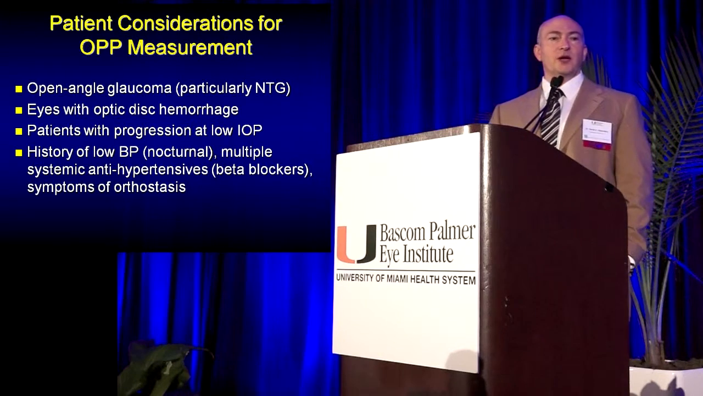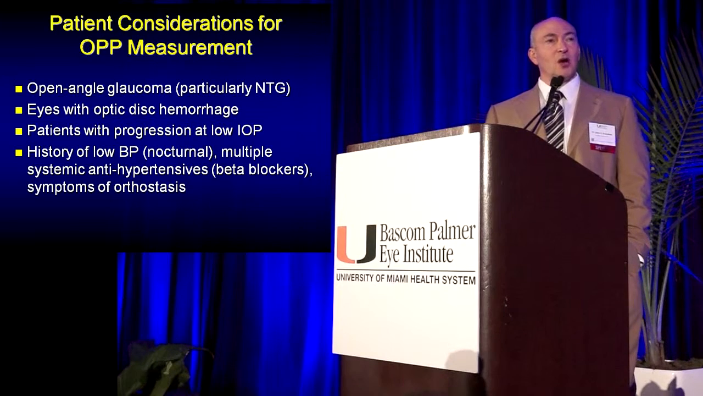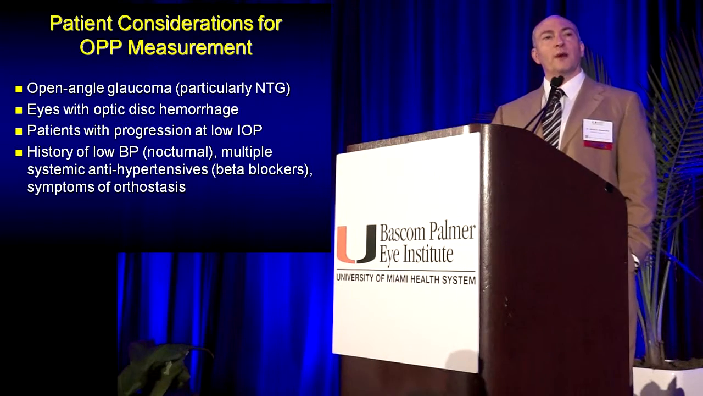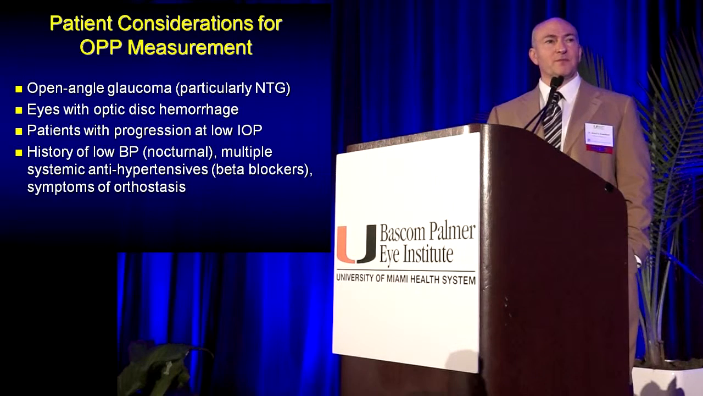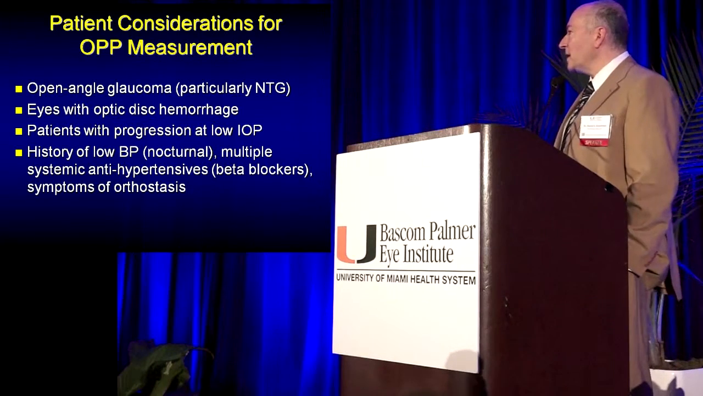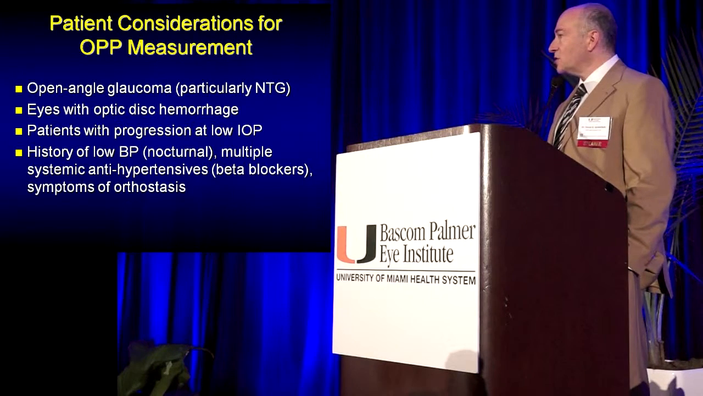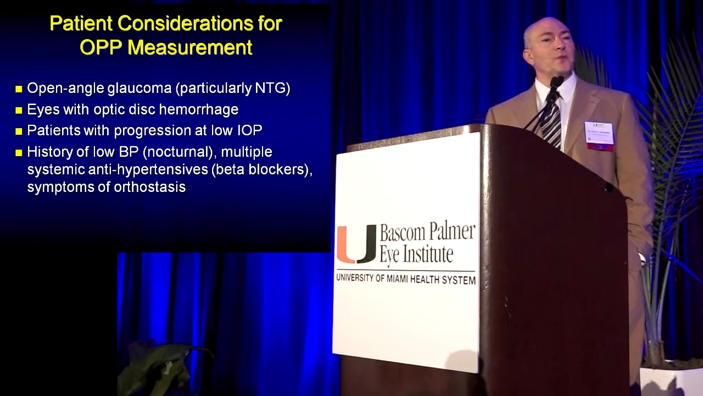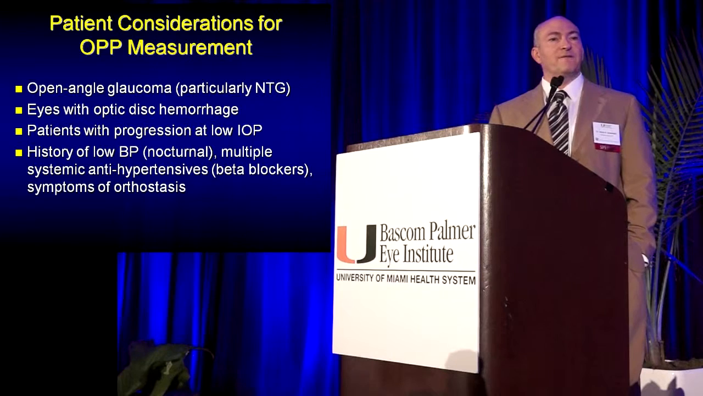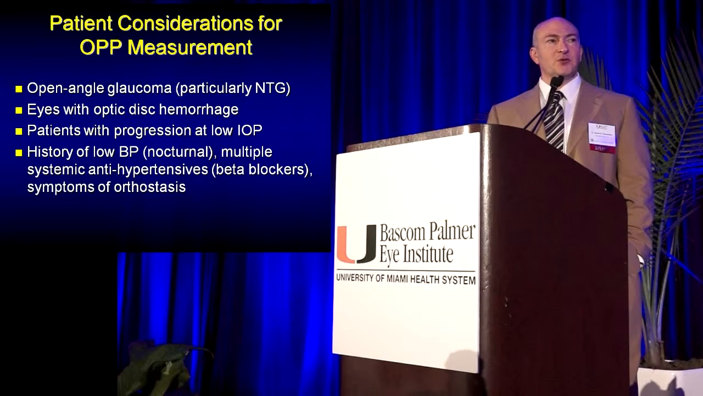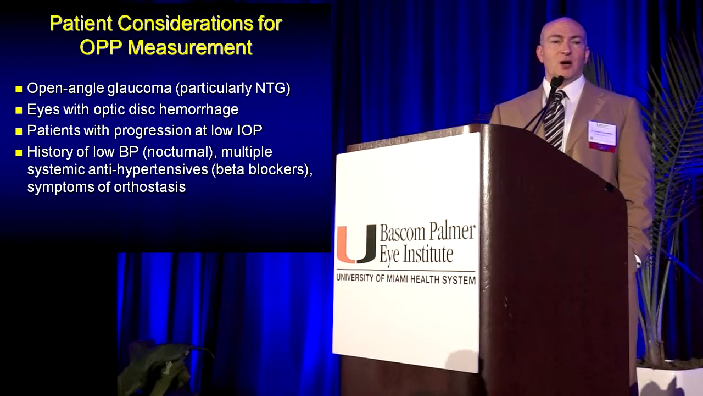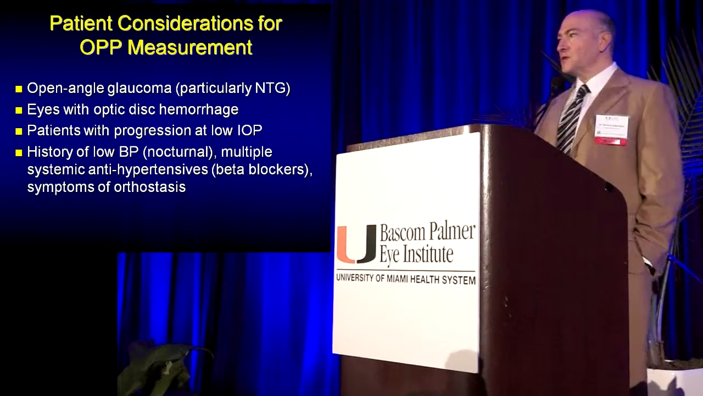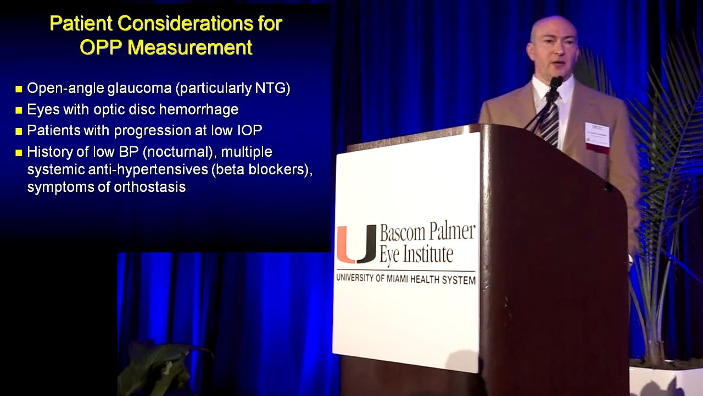We should consider measuring OPP in patients with open-angle glaucoma, particularly open-angle glaucoma at normal levels of intraocular pressure. We should consider measuring OPP in patients who develop an optic disc hemorrhage because of the evidence that links these two together. We should consider measuring OPP in patients who progress at very low levels of intraocular pressure, particularly those who have a history of other forms of cardiovascular disease, including those with systemic orthostatic hypotension or who are using systemic or topical beta blocker therapy.